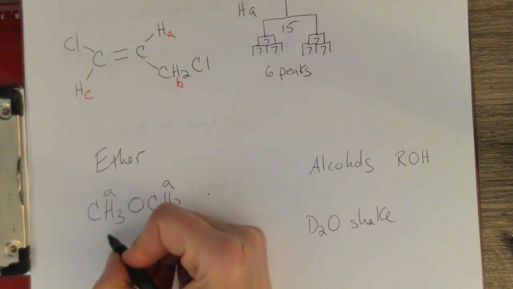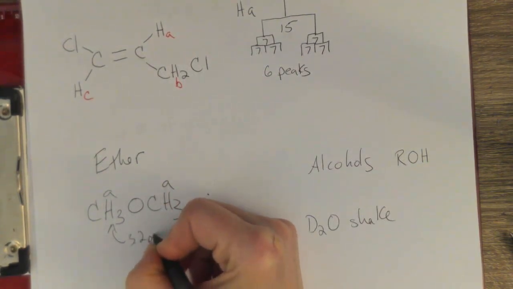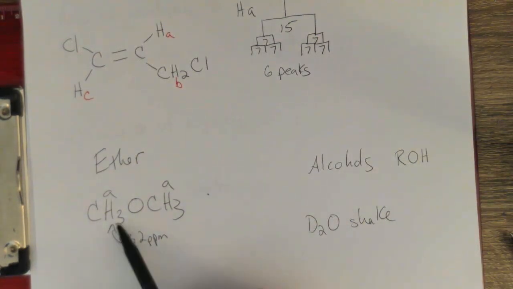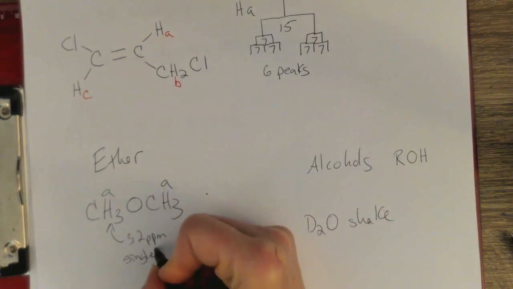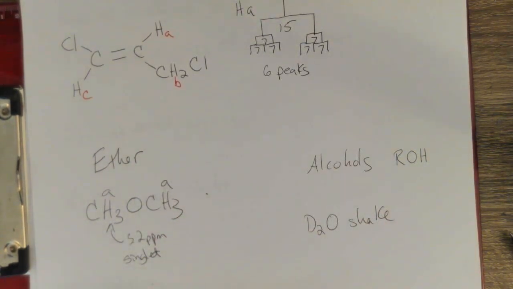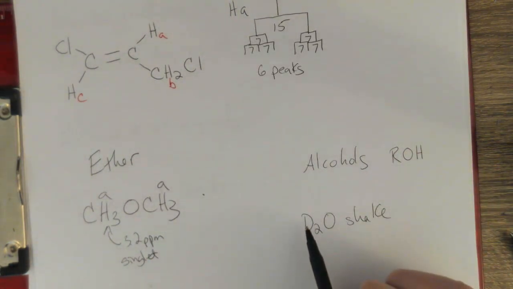So this would be something around, let's say 3.2 ppm. What would the splitting be? It would just be a singlet. Okay. All right, let's move on to alcohols next.